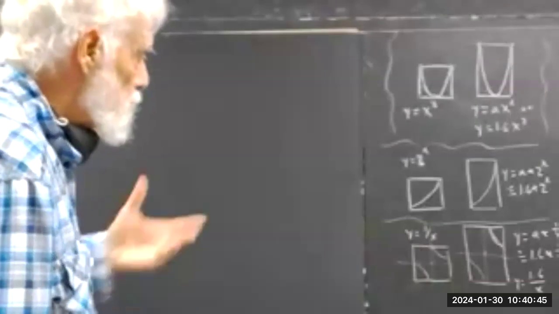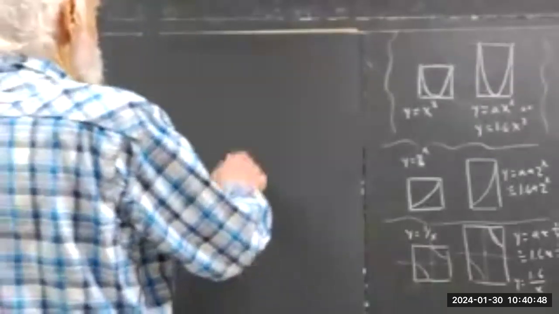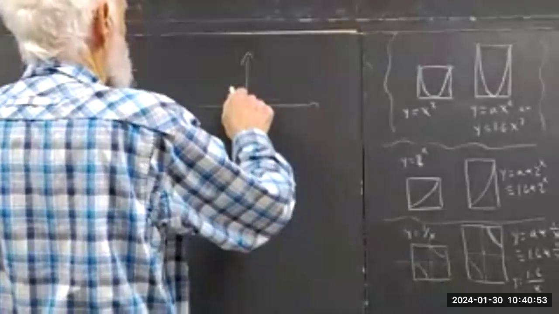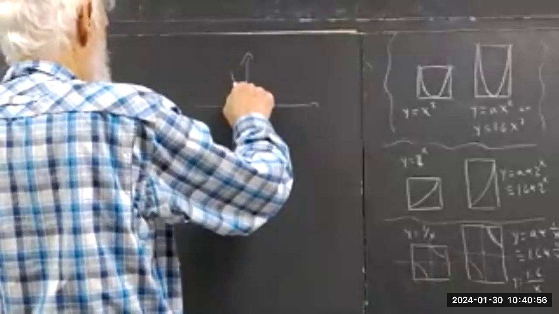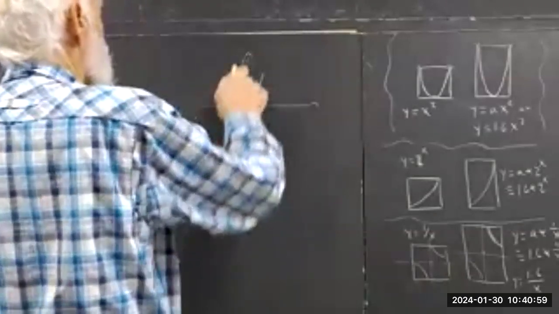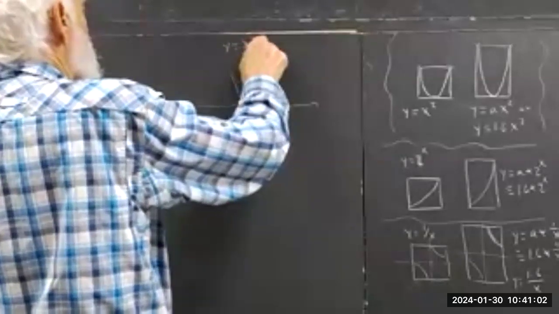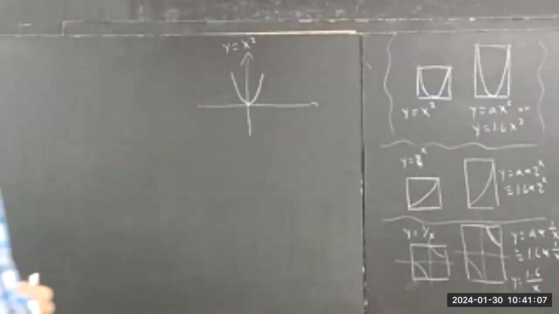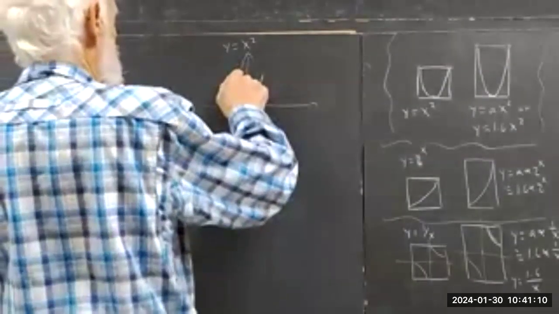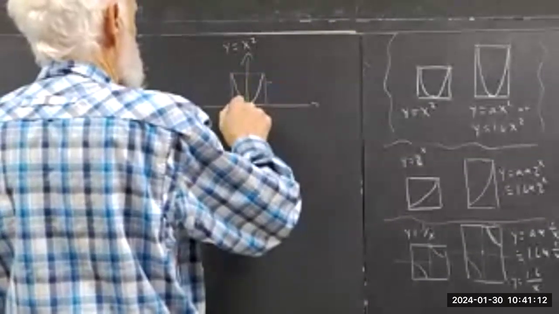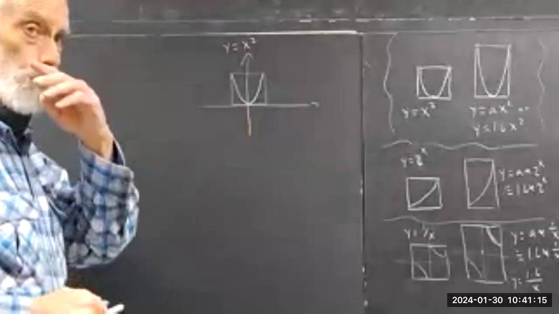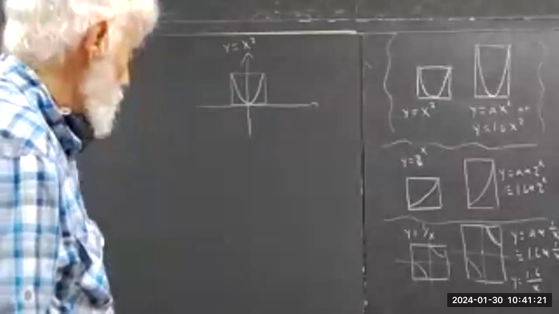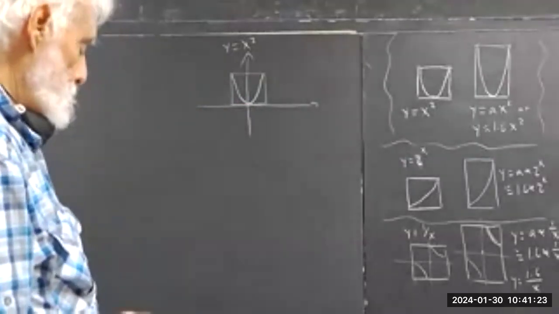Okay. So now let's just say we have a graph of y equals x squared. Okay. Now we can put a box around that. We don't have to, but it kind of helps us visualize what's going on. So I'm going to put a box around this using the upper corner and the vertex. Okay.